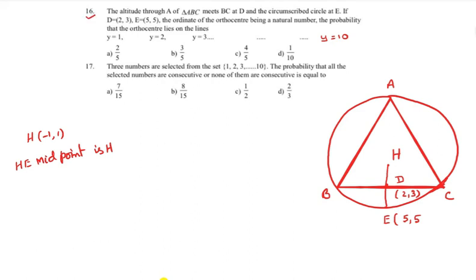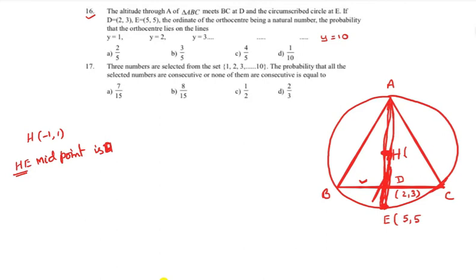Altitude through A. To A we are drawing an altitude. You know the altitudes' point of intersection is the orthocenter. So this is an altitude. This is an altitude. So the altitude intersection point is the orthocenter. You know very well, the orthocenter's reflection with respect to the side BC lies on the circumcircle. That means for HE, D is the middle point.